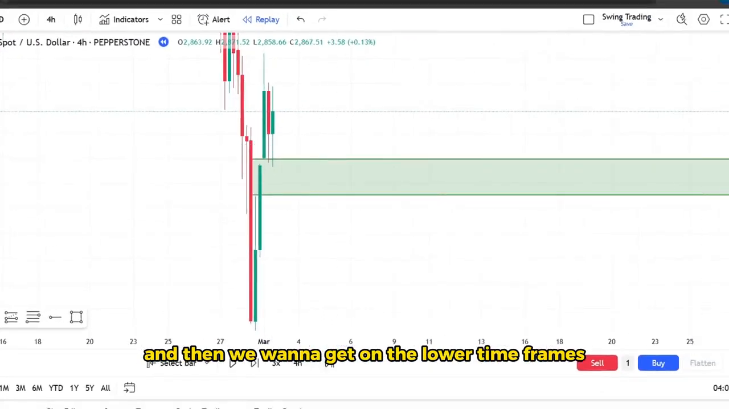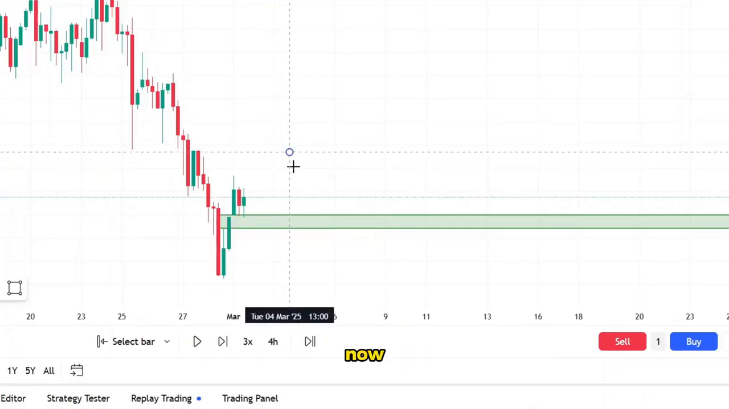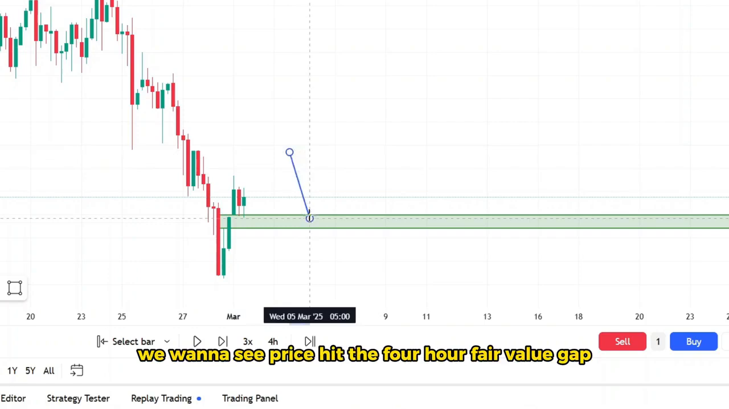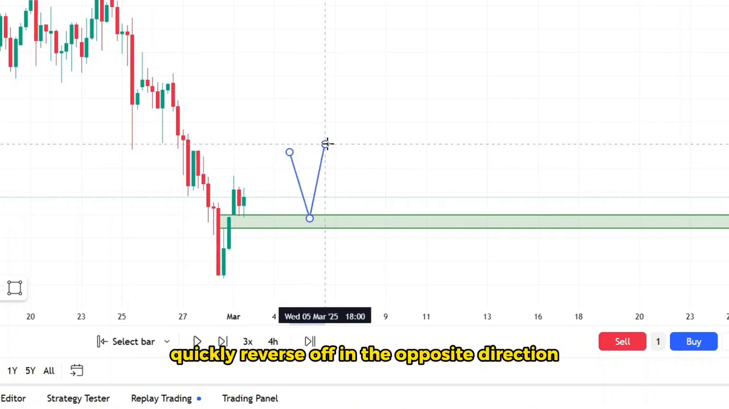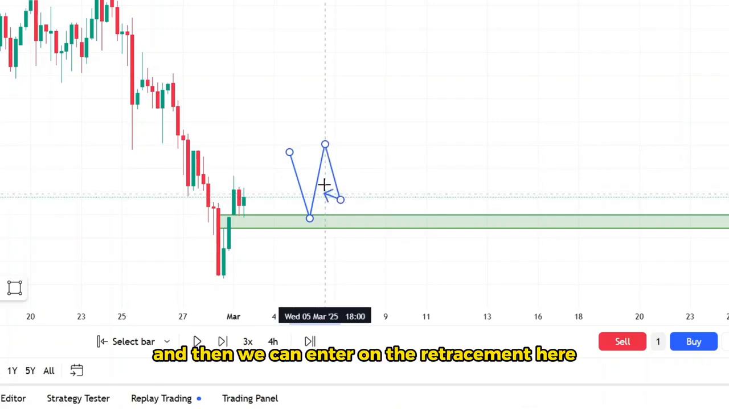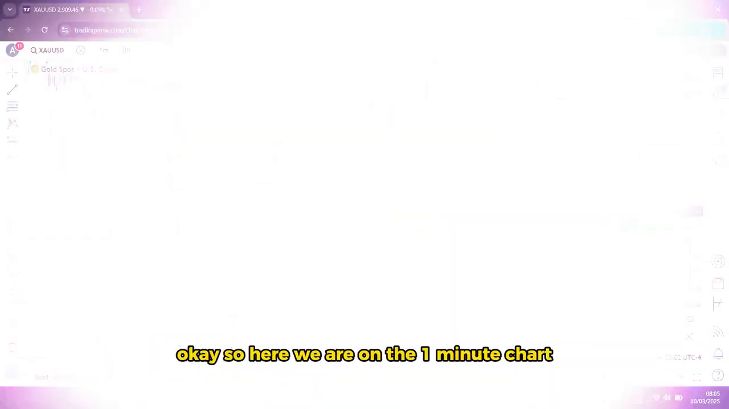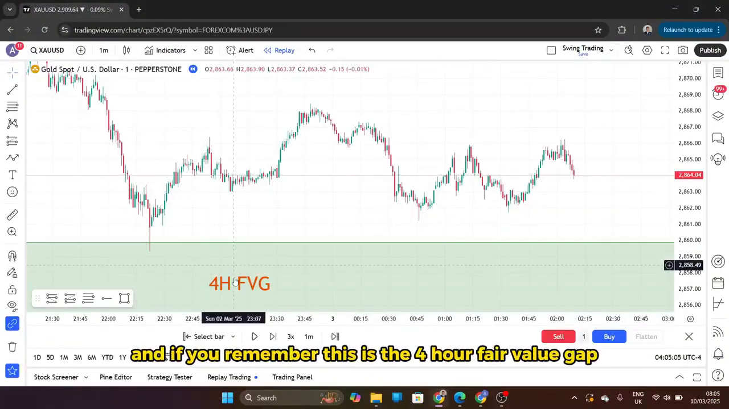And then we want to get in the lower time frames. And what we want to see is we want to see price respect the fair value gap. So imagine this is the 1 minute now. We want to see price hit the 4 hour fair value gap, quickly reverse off in the opposite direction, leave some fair value gaps here, and then we can enter on the retracement here, and then we can ride price up. That is all we're going to use for the strategy. So I'm going to get onto the 1 minute chart, and I'm going to show you exactly what the entry would look like.